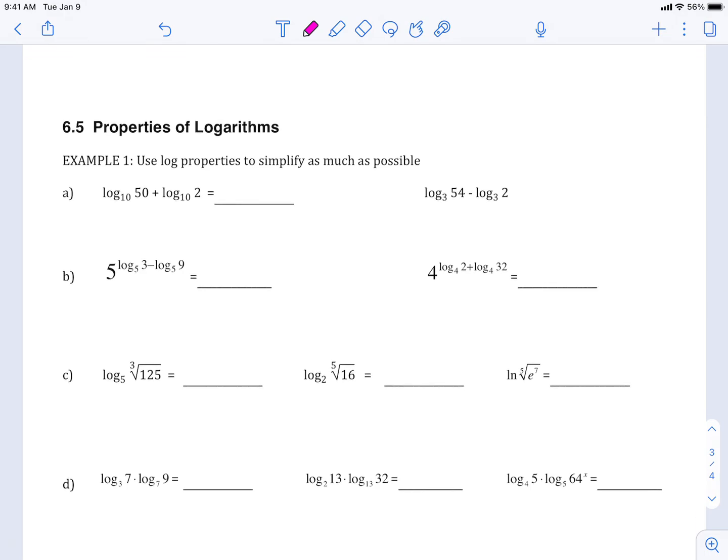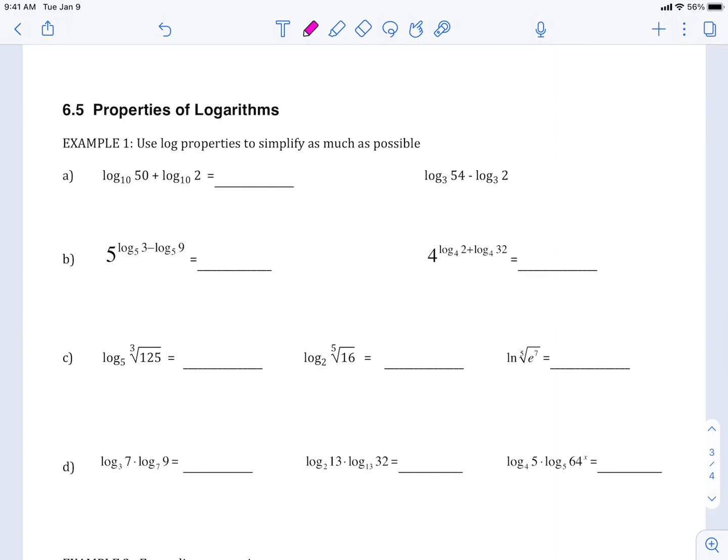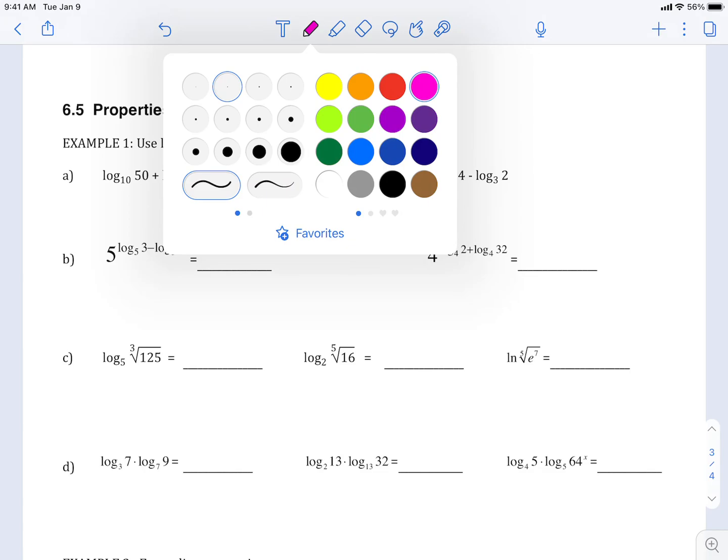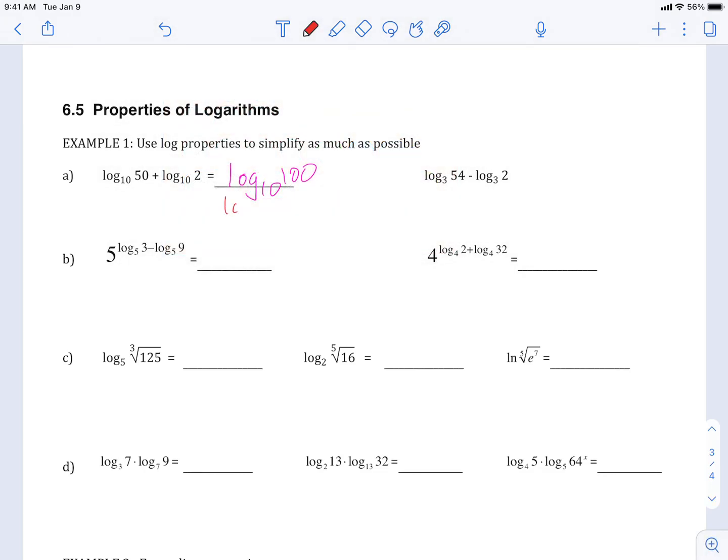All right, so now they want to challenge you guys to not use calculators, which I totally can understand. But if you want to use calculators, it's fine. So log base 10 of 50 plus log base 10 of 2. So this will be log base 10 of 50 times 2, which is 100. And remember, 100 is 10 squared. So this is the same thing as saying log base 10 of 10 squared. And based on those properties, I know that the answer is just 2.